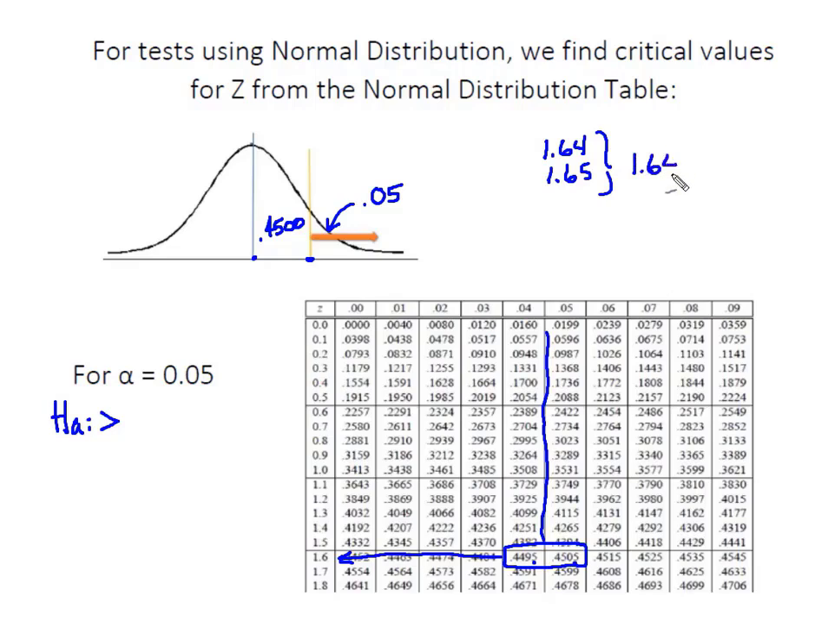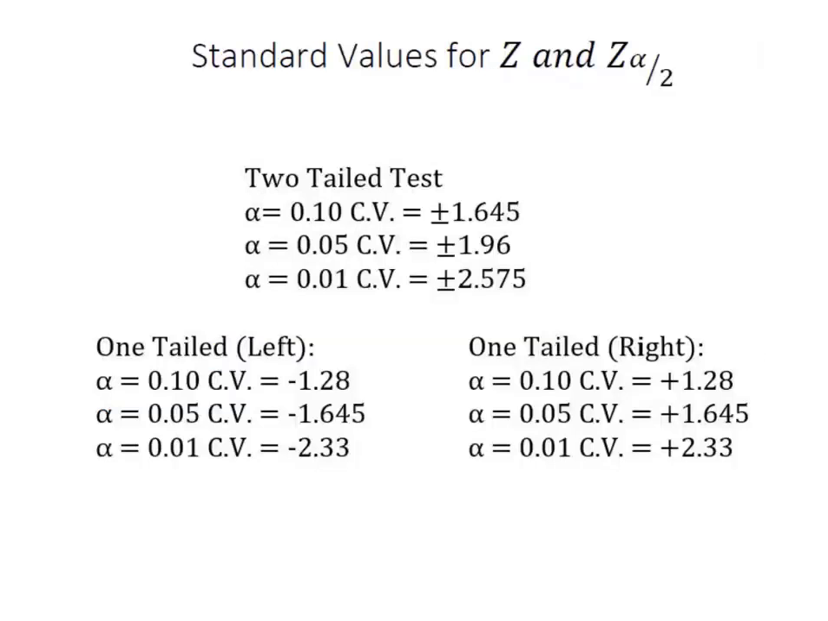1.645. So what I know is that for every one-tailed right test at an alpha of 0.05, my critical value here will be 1.645. Had I been testing on the left side, I would have had a critical value of negative 1.645. Remember, that's because of the symmetry of our normal distribution. Because we have this symmetrical distribution when dealing with a z, we have these standard critical values.